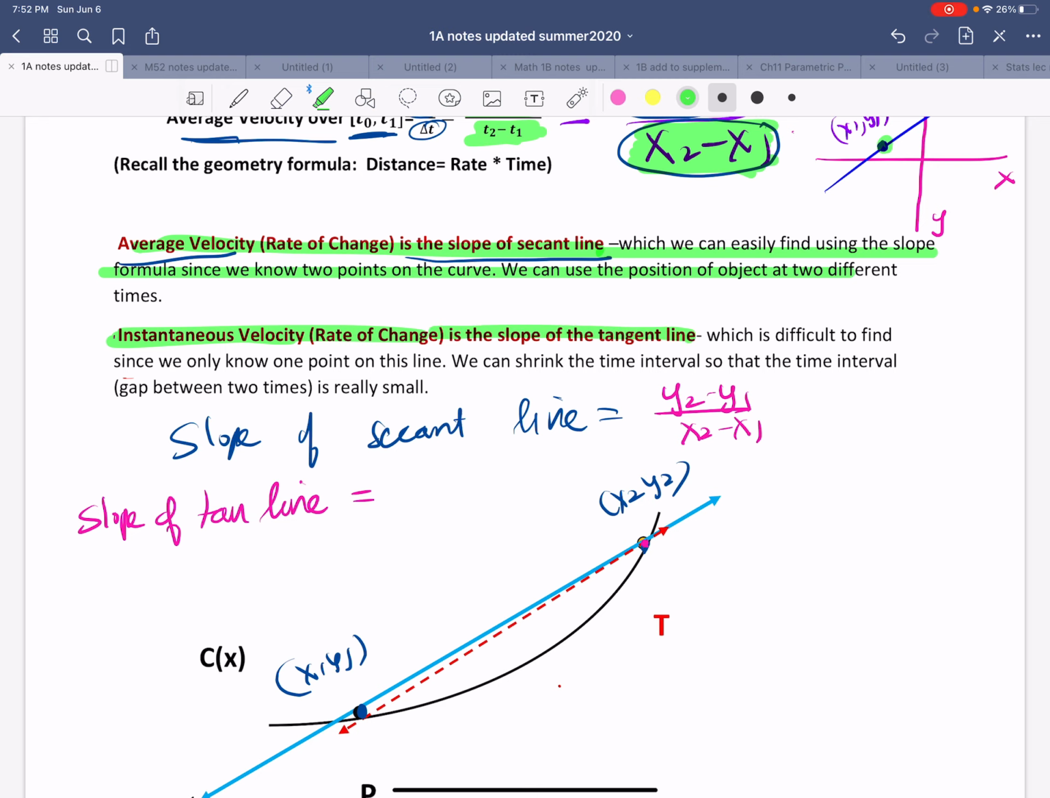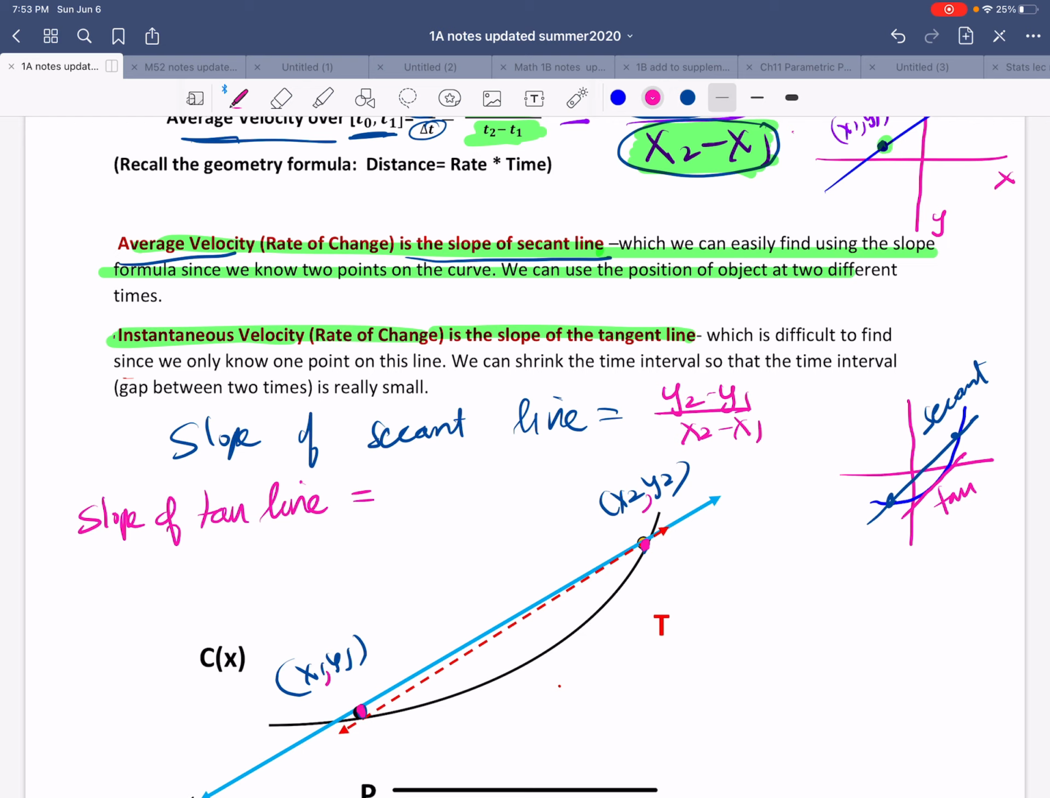If you look at this picture carefully, I have a curve with two points P and T on it. The first point has the coordinates x1, y1. The second point has the coordinates x2, y2. The line passing through the points P and T is called the secant line, the line that touches the curve at two different points. I just want to distinguish the difference between a secant line and a tangent line. The secant line touches the curve at two points, and the tangent line touches the curve at only one point.